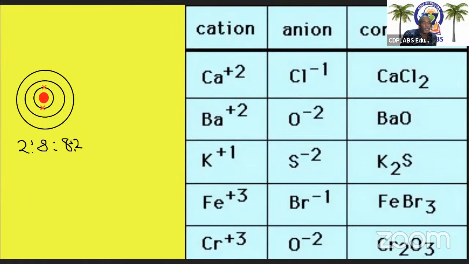So we need one more shell. All right. Now we can put on the other electrons. This one must have 8 on it. The next one has 8 on it. This one has 2.